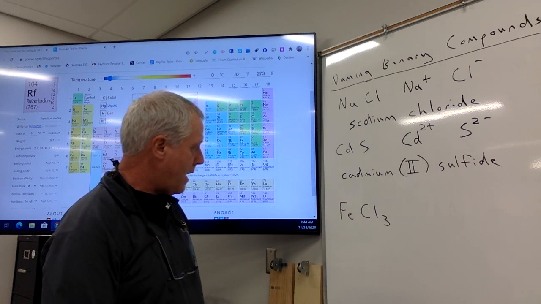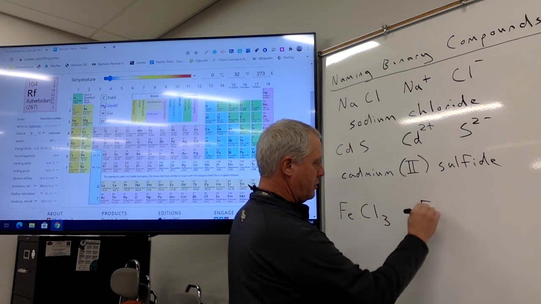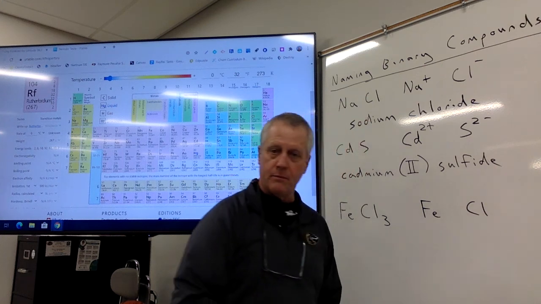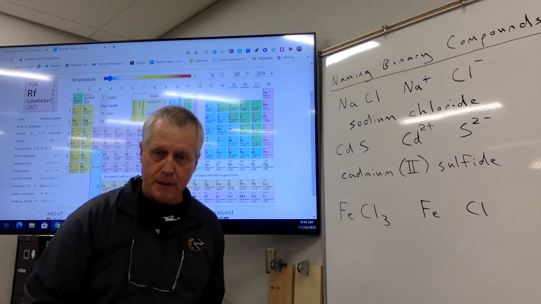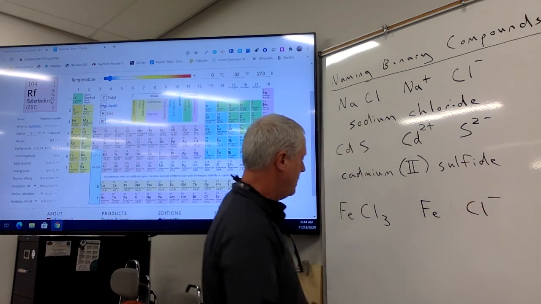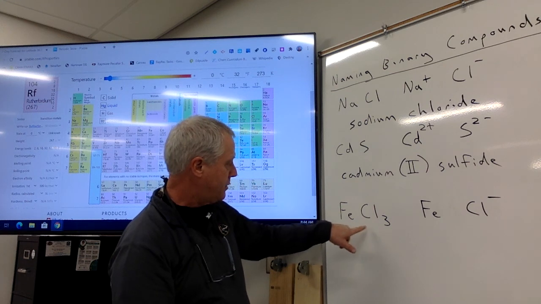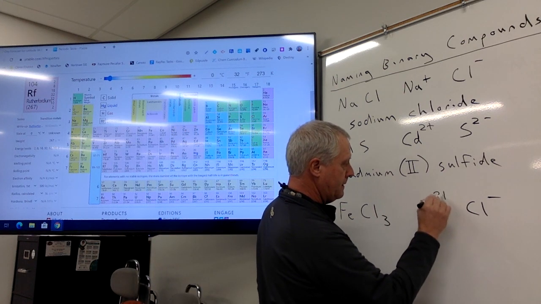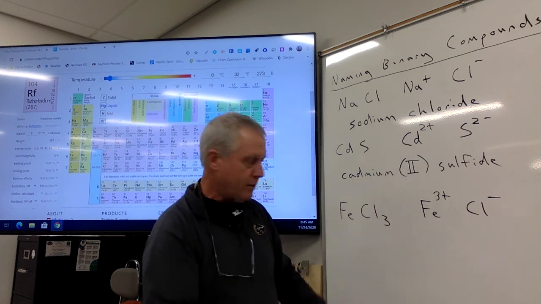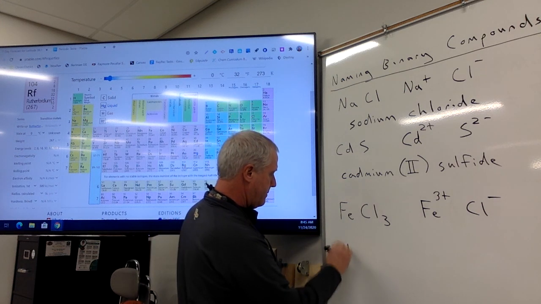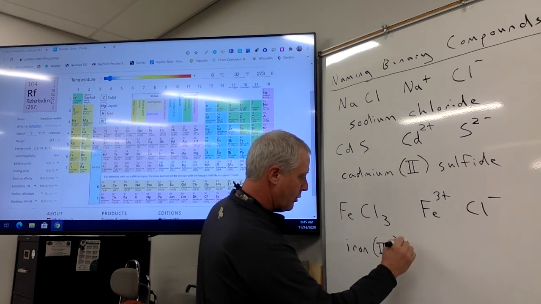Now let's move on to iron and chlorine. Again, we identify the charges. The best thing to do is start with the anion, because chlorine, being a halogen, is always going to be minus 1. But if there are 3 of them here, that would be a total of 3 negative 1 charges. That makes this iron 3 plus, because 3 minus and 3 plus add up to 0. So we would name this iron, Roman numeral 3, chloride.